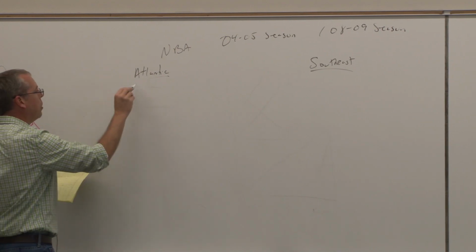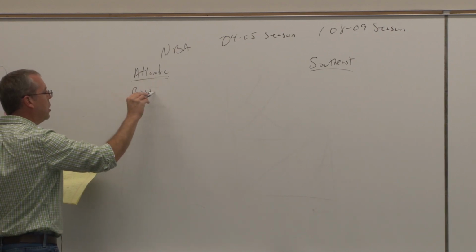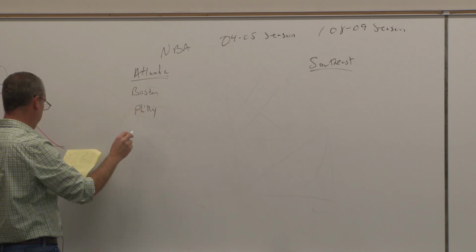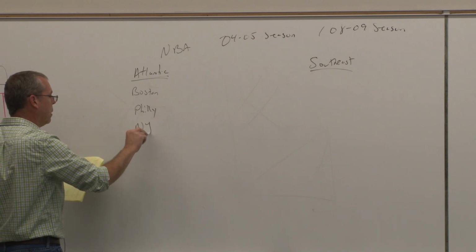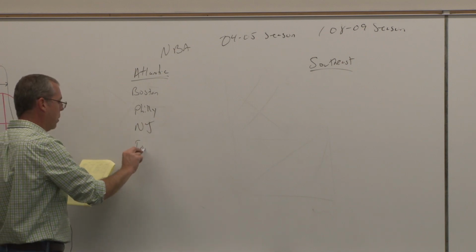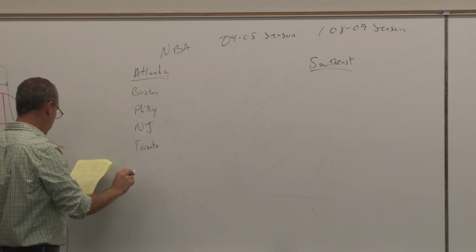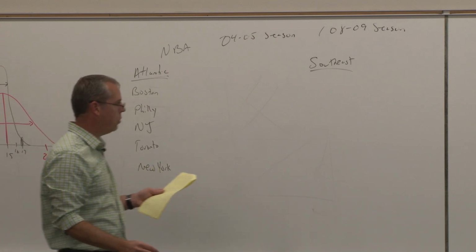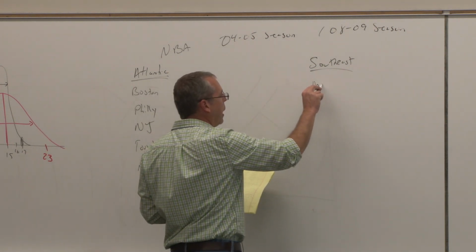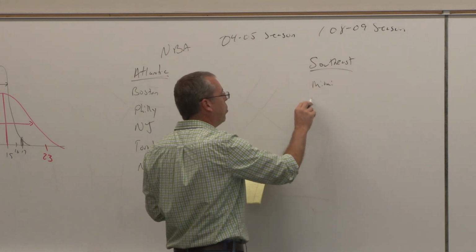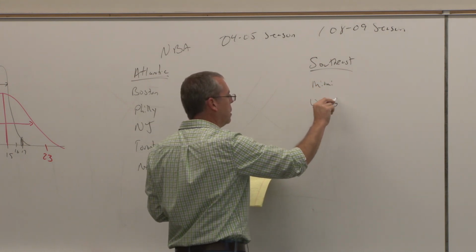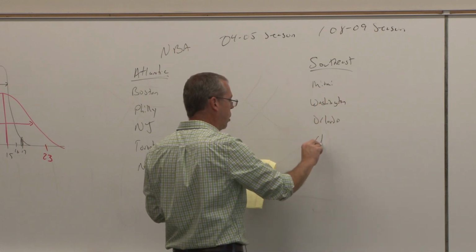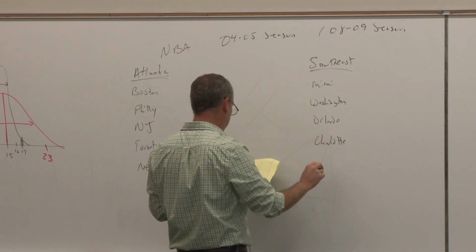So in the Atlantic this year, we had the Boston Celtics, we had Philly, the Sixers, we had the New Jersey Nets, we had Toronto, and we had the New York Knicks. They didn't have a very good season there. Over here we had Miami, Washington, Orlando, Charlotte, and Atlanta.